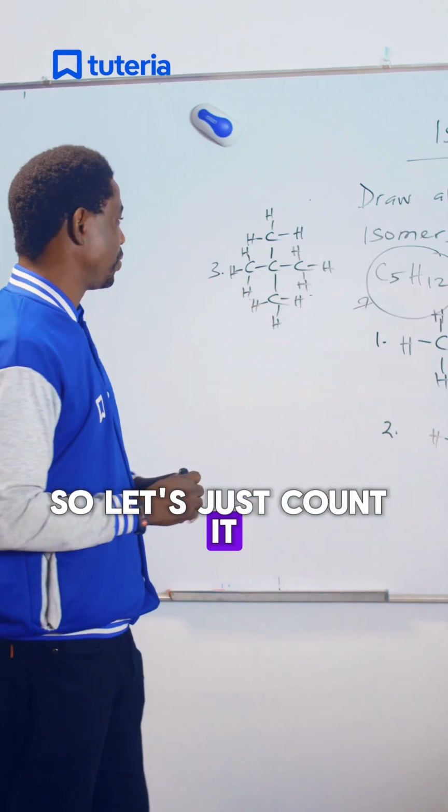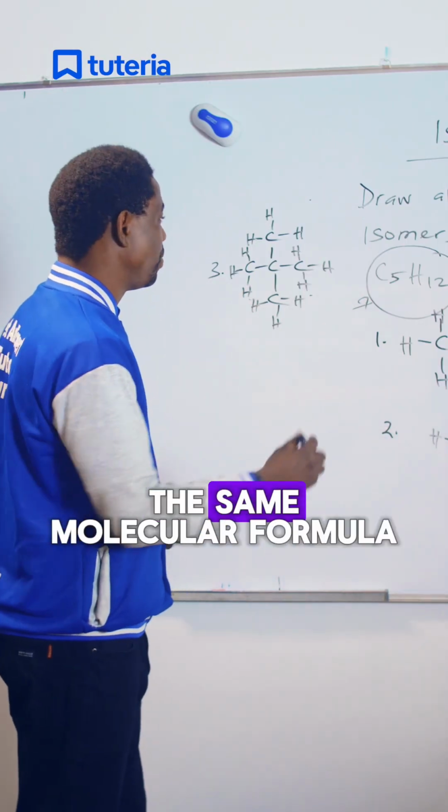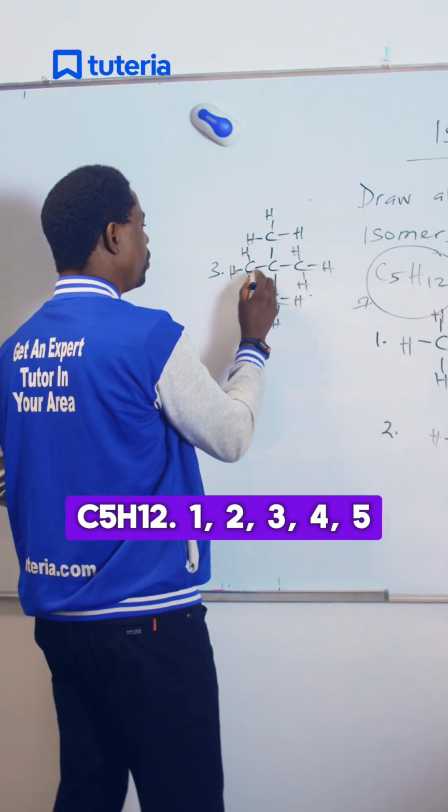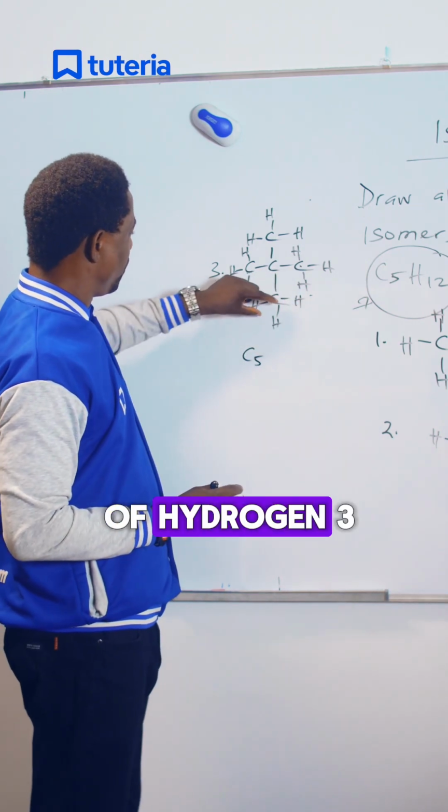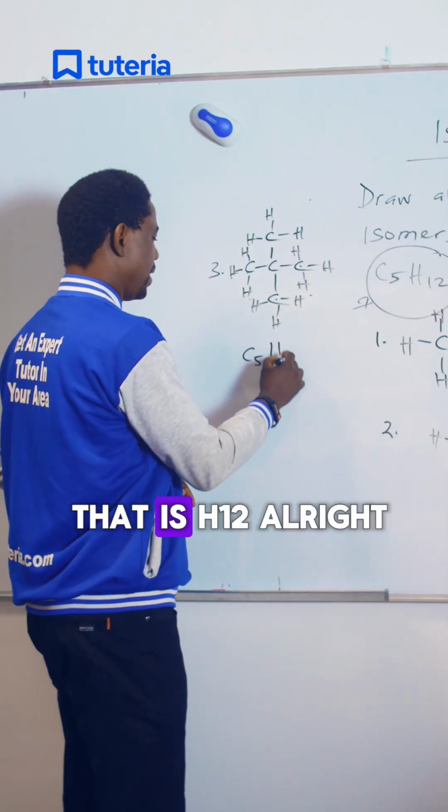So let's just count it so that you'll be sure that it has the same molecular formula C5H12. 1, 2, 3, 4, 5. That is C5. If you count the number of hydrogen, 3 in 4 places, that is H12. All right.